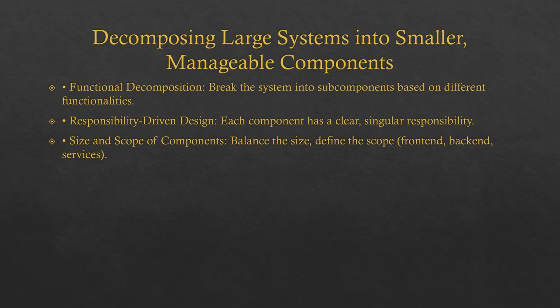When breaking down a large system, functional decomposition is a great starting point. We break the system into subcomponents based on their functionality. This makes the system easier to understand and work on. Next, we follow responsibility driven design, where each component is given a clear, singular responsibility. By doing this, we keep our components focused and manageable.